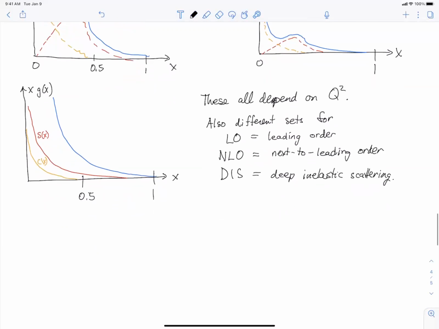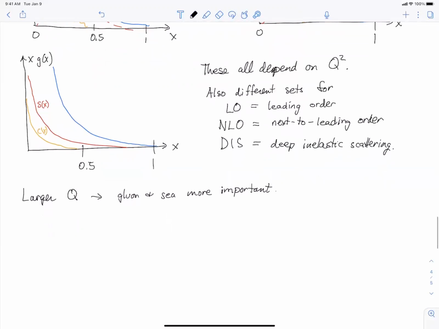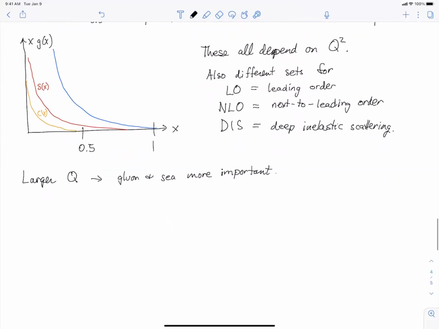So a general feature is, suppose you're going at larger Q. Larger Q tends to mean that gluon and C are more important, relatively speaking. But again, in principle, it shouldn't matter what you use, as long as you're calculating to a high enough order in perturbation theory.